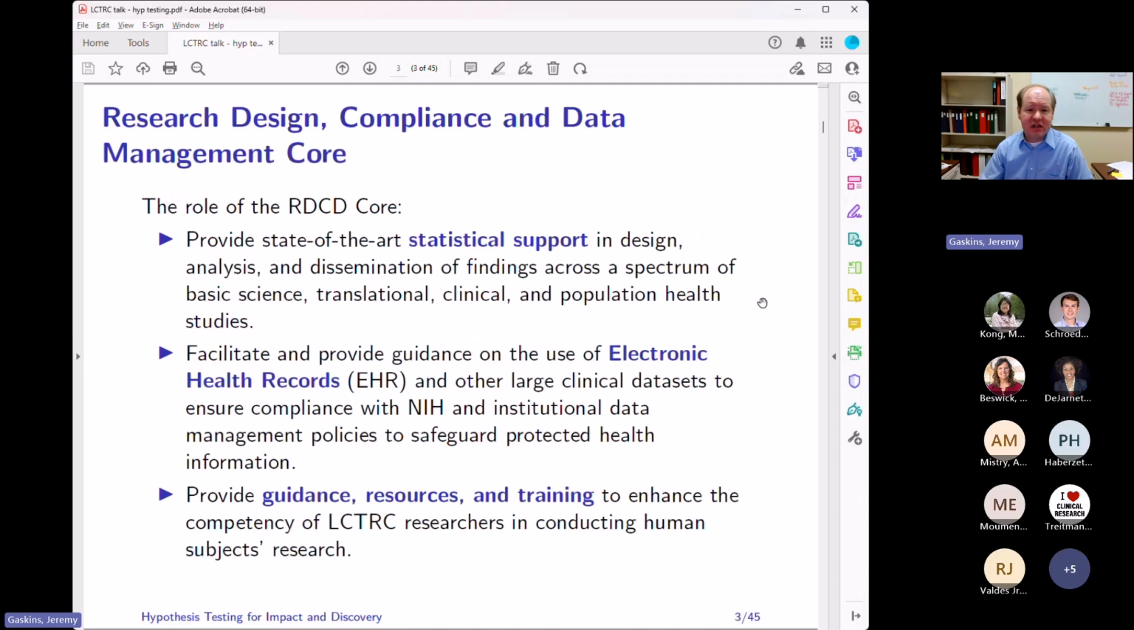And so just a little bit about the RDCD core. If you're not familiar, our role or our goal as a part of the Clinical Translational Research Center is to provide state-of-the-art statistical support, to help provide guidance on the use of electronic health records, and then provide guidance, resources, and training for other researchers who are using the core. So obviously, we're here in the goal of achieving the last aim, with providing training.